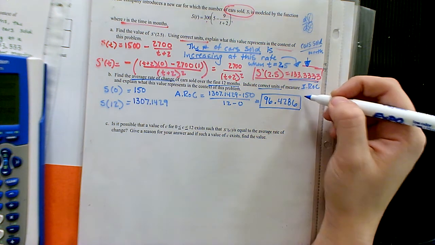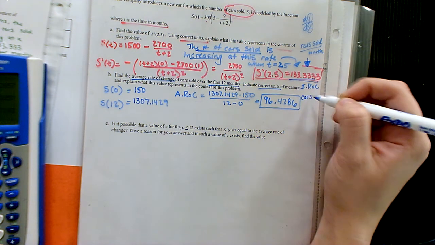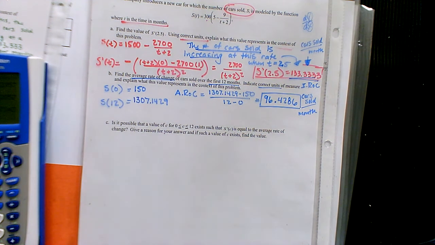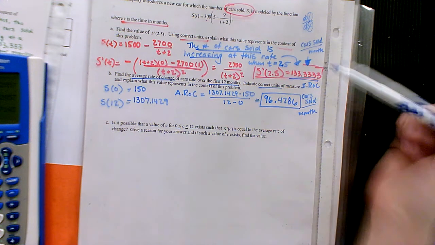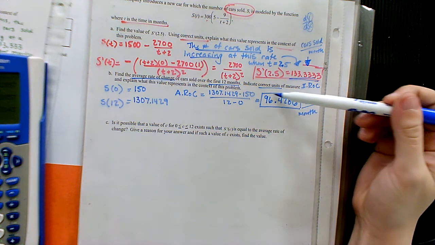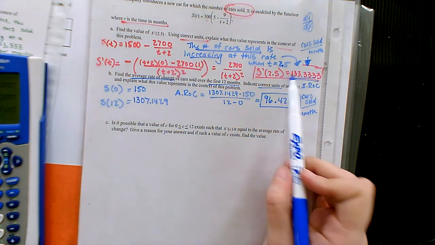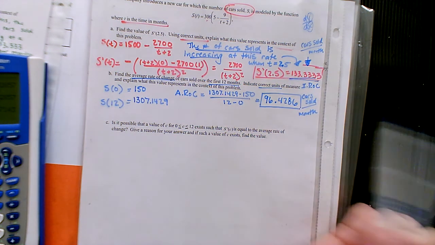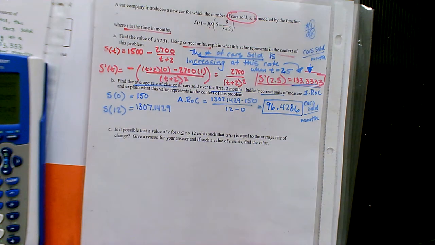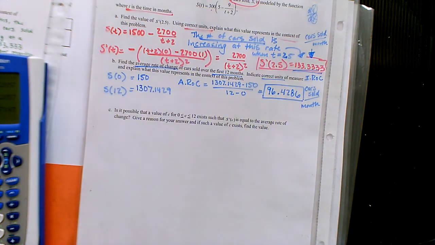What do you think, Jess? It's an average. Okay, so it's still the same units, cars sold per month. But instead of being the rate at one point in time, because that's what a derivative is, this is the rate on average for the entire year. So if you were to count where they started to where they end and averaged it, this is the rate at which they were selling cars. So at some points in the year, they're selling cars more quickly, because obviously 133.333 was higher than this average. But at some other points, they were selling cars less quickly, at some smaller rate. So this is just an average from where you start to where you end.